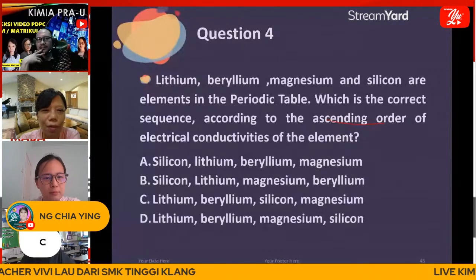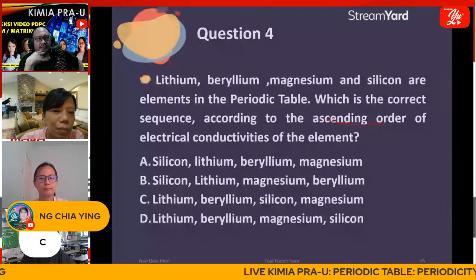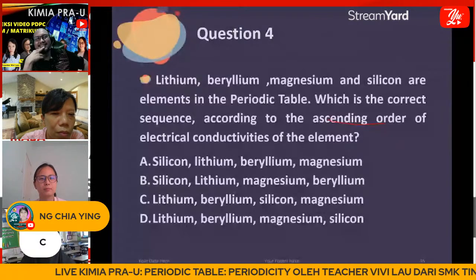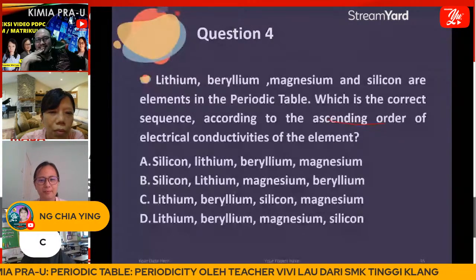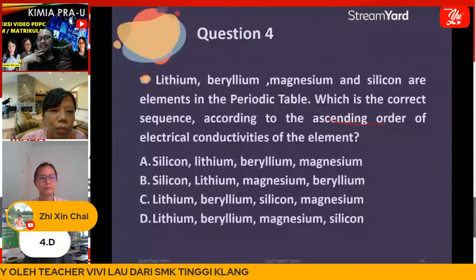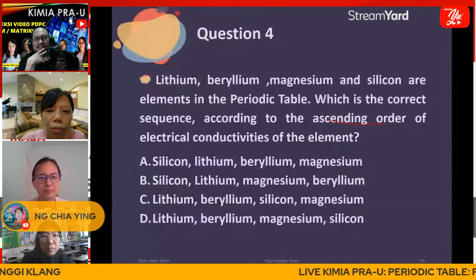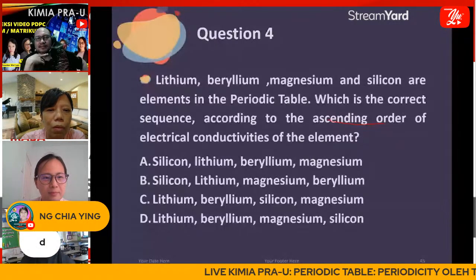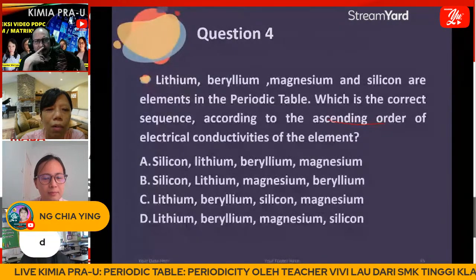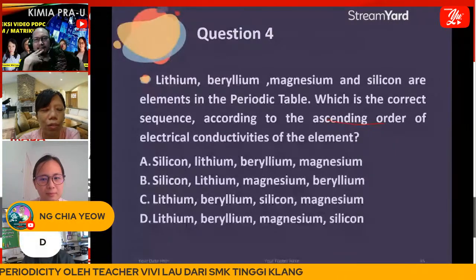Any more answer? Not yet. Is there any difference between period 2 and period 3? Period 2 and period 3. Any different? Period 2 and period 3. Z Chincai, D. Answer D. Okay, so if you look at the here, Chia Ying also D. So got 2 answer D, 1 answer C.